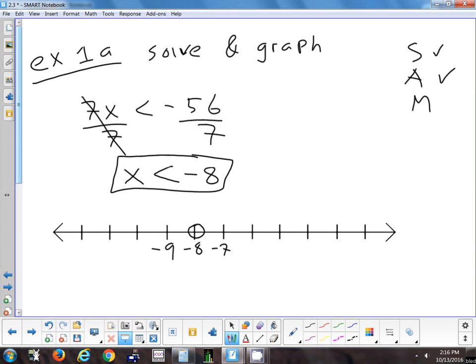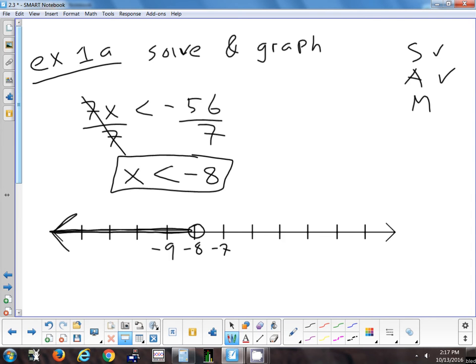Letter, symbol, number. If you set it up that way, it tells you which way to shade. So how about Vanessa? Which way do I shade? Yeah, shade to the left. And that's it. The only difference between these problems and yesterday is that you're using multiplication and division to solve them today, not addition and subtraction.